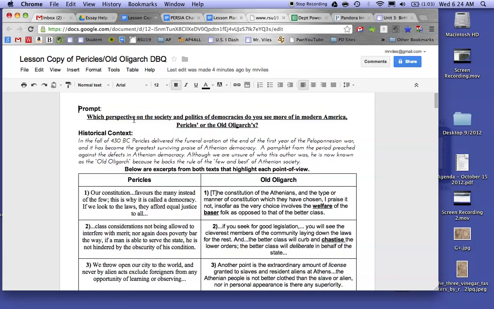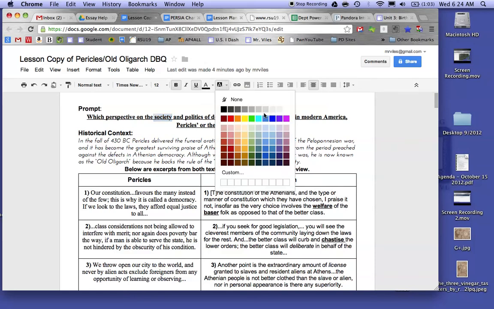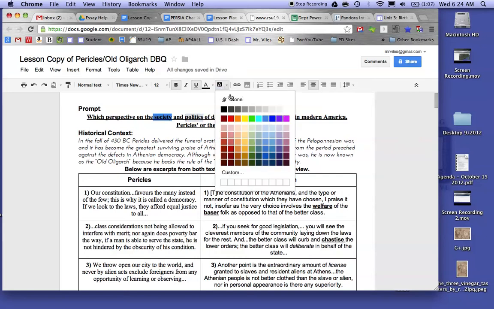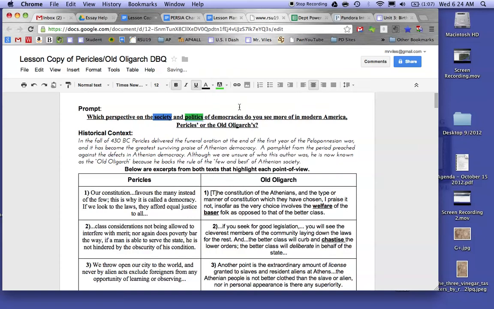Now, what I point out to you is, what is this question really asking? What is this question really focused on? Well, first off, it's focused on society. That's the first theme, and I'm going to highlight that in a color. We'll call it this color. And politics, a second theme. And I'm going to highlight that really quickly, a different color, say green. So, society and politics are what I'm looking at today.